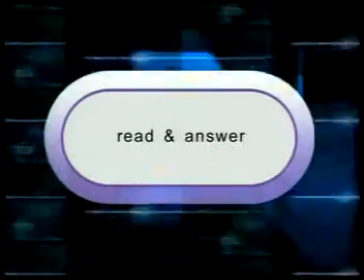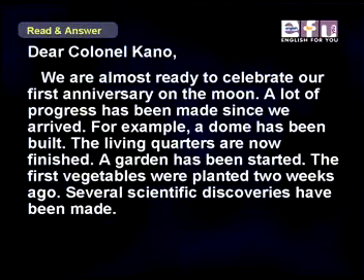Read the following letter and then answer the questions. Read and answer. Dear Colonel Kano, we are almost ready to celebrate our first anniversary on the moon. A lot of progress has been made since we arrived. For example, a dome has been built. The living quarters are now finished. A garden has been started. The first vegetables were planted 2 weeks ago. Several scientific discoveries have been made.